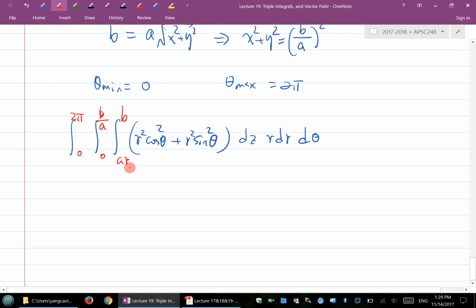Okay, good. In terms of evaluating this triple integral, I don't think there's any real problem here. It's a very straightforward integral, because this just gives you r squared. Then you can carry it out and end up with pi b to the power of 5 over 10 a to the power of 4.